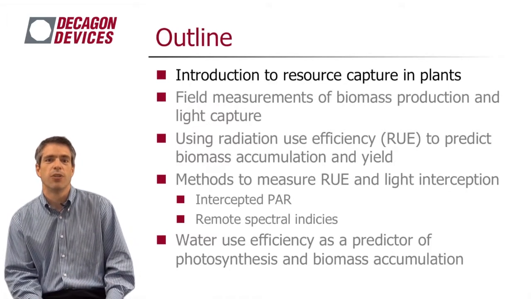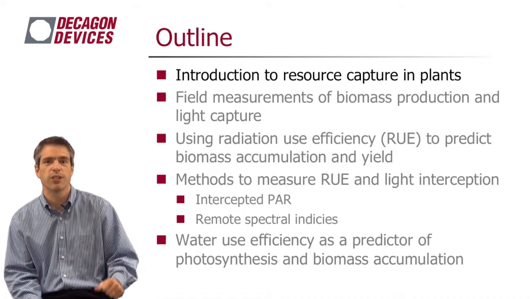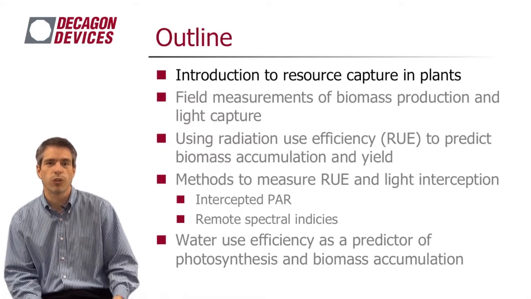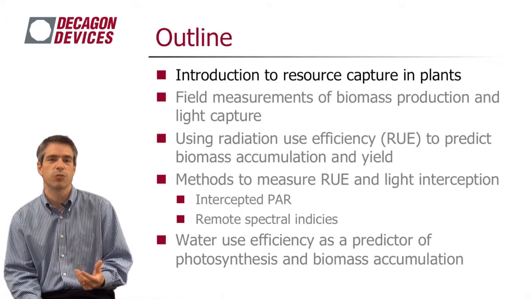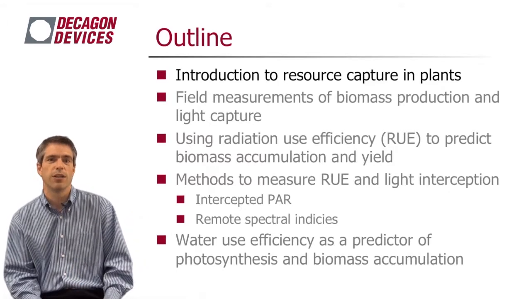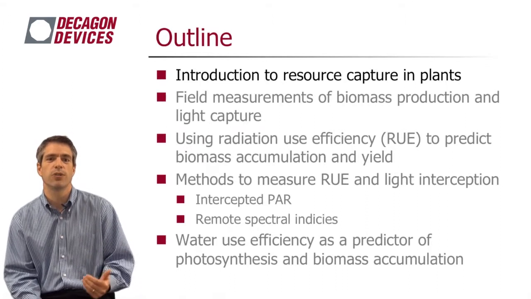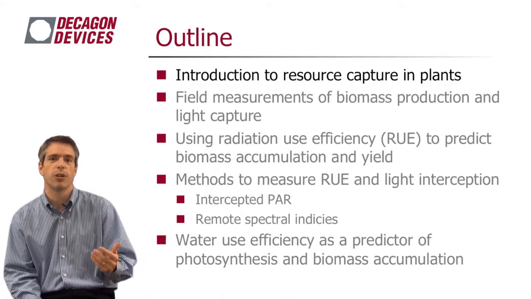Talking about intercepted photosynthetically active radiation, being able to measure that. Then we're going to talk about remote spectral indices, just some fun stuff that we've been working on here, and I think we'll see more and more use out of it in the future. And finally, we're actually going to talk about conditions where the radiation use efficiency model that I just showed you may not be as useful. And we're going to talk about water use efficiency, where we can link the water use efficiency to carbon dioxide uptake and photosynthesis, and have another model that we can use where, for example, conditions aren't well watered.